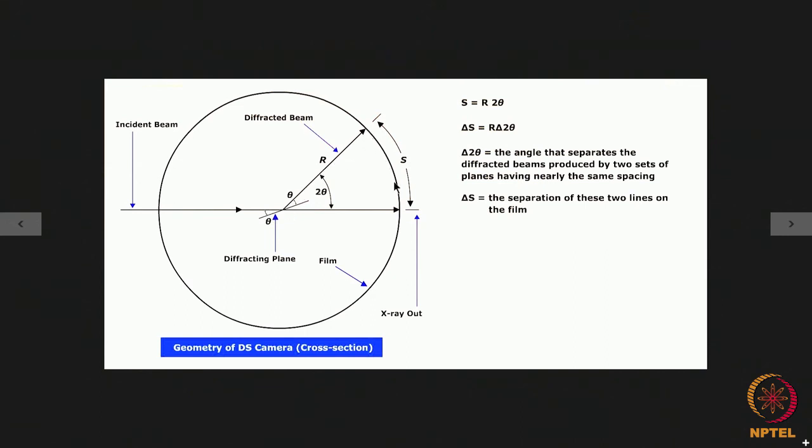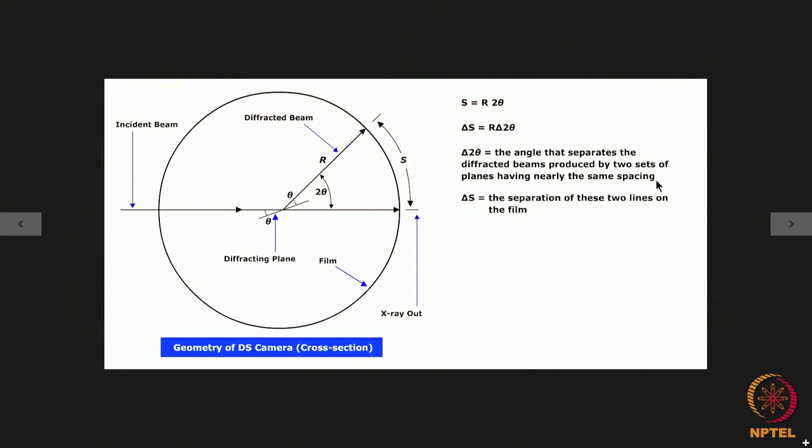Now, this distance can be measured on the film after the exposure is over. Say this distance is S. So, we can write S is equal to R into 2 theta, where R is the radius of the camera, and 2 theta is the angle between the incident and the diffracted beam. So, S is equal to R into 2 theta, or delta S is equal to R delta 2 theta. What is delta 2 theta?